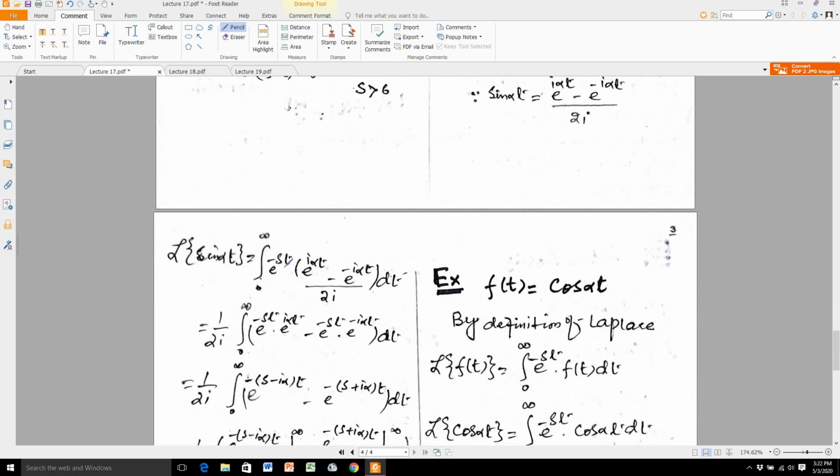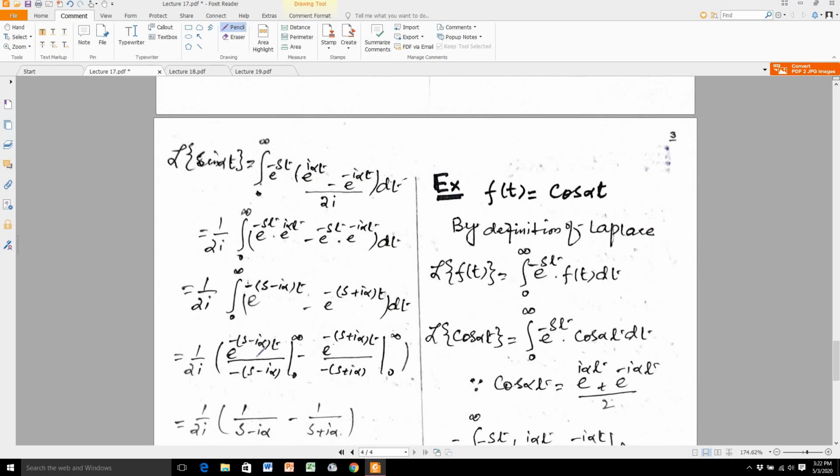As you see here, now I multiply e raised to the power minus st with this exponential function and this exponential function. E raised to the power minus st times e raised to the power iota alpha t, minus e raised to the power minus st times e raised to the power minus iota alpha t. Using the rules of exponents, we get e raised to the power minus (s minus iota alpha) t, then minus e raised to the power minus (s plus iota alpha) t, dt.